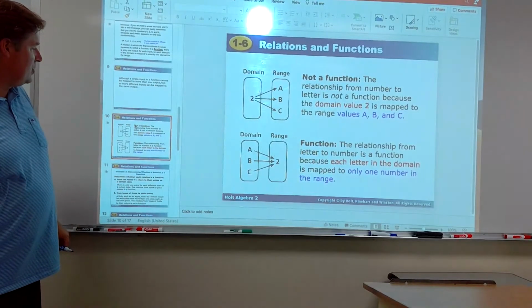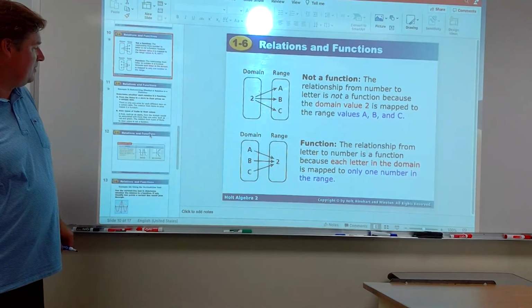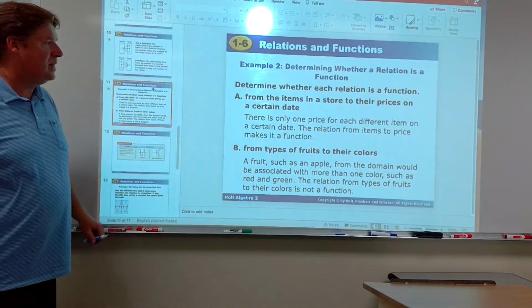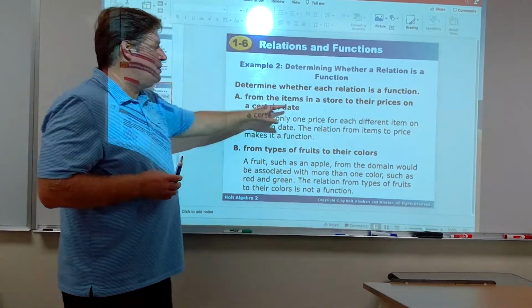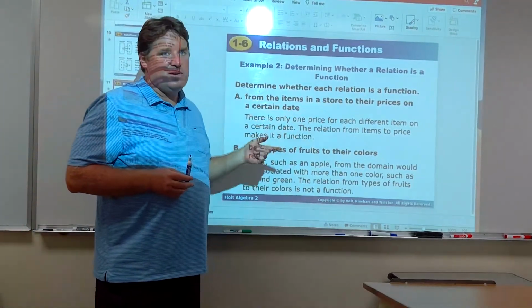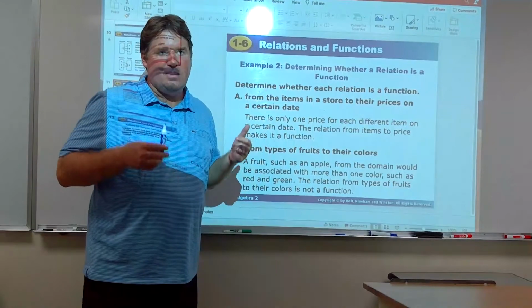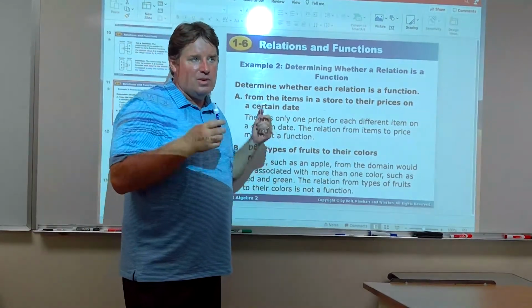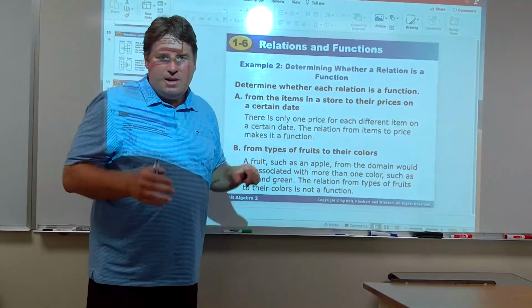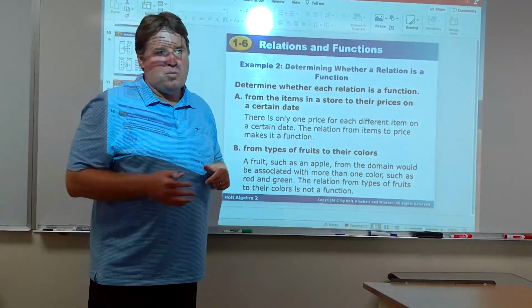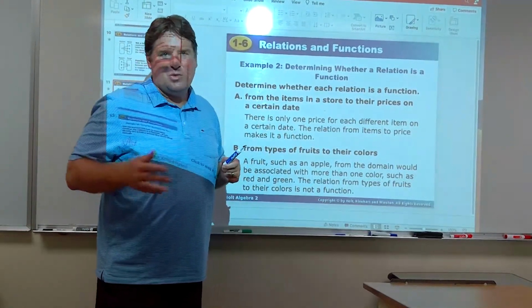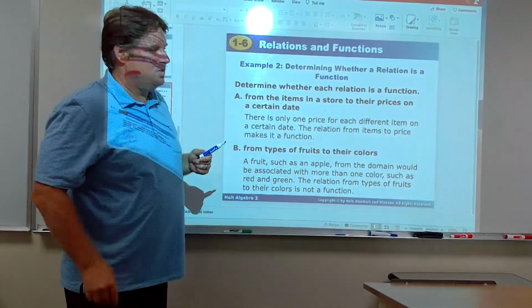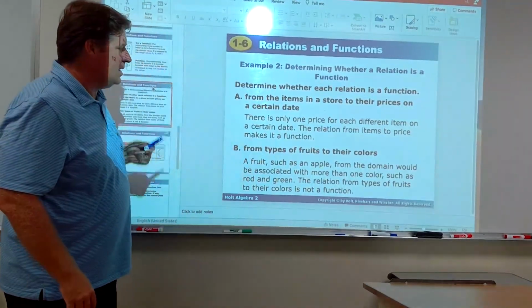Let's look at some actual examples and see if that helps make a little more sense. Determine if it's a function. Items in a store to their prices. So if I go over to Cub Foods and I get a box of Cheerios today, it should be just one price. They usually don't change prices during the day. Next day they might, but typically during the day it's one.